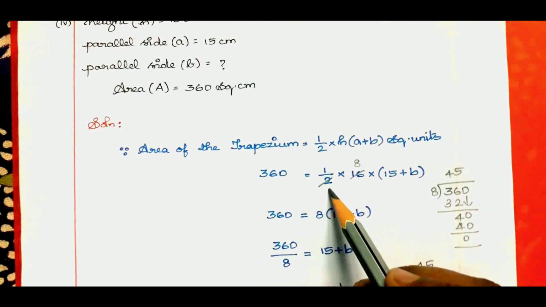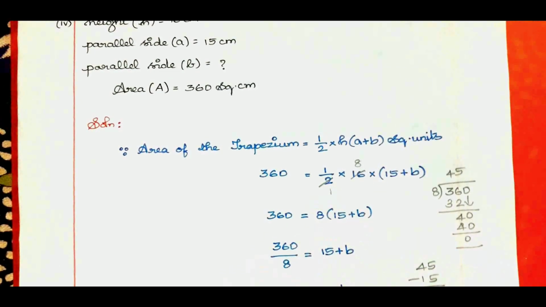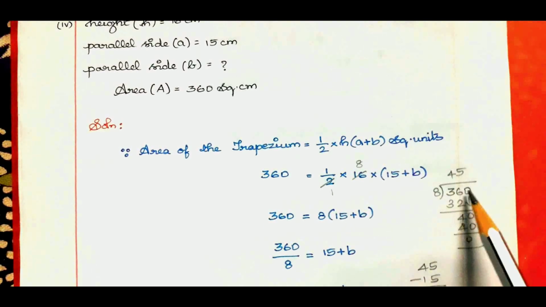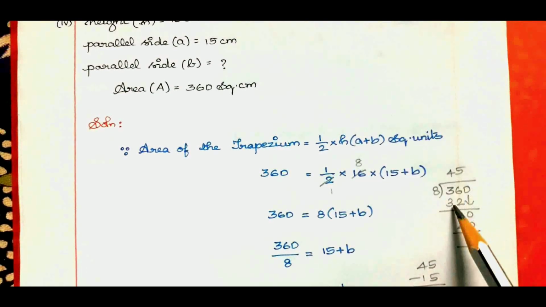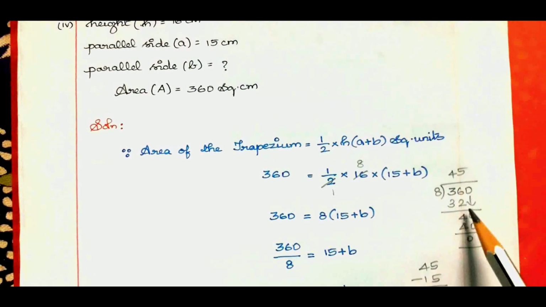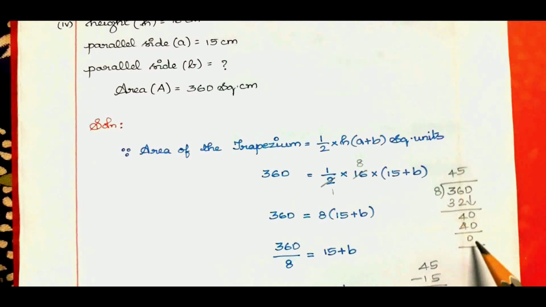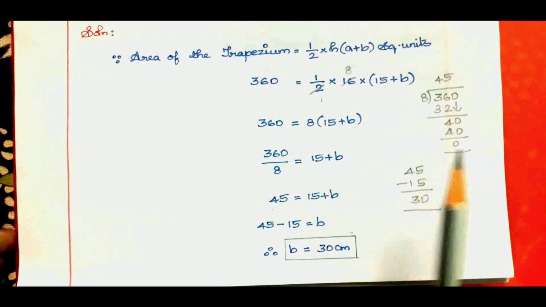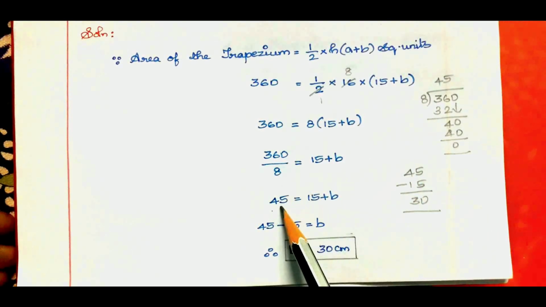When you simplify this, 1 2 is 2, 8 2s are 16, and here 15 plus B as it is. Now 8 is in the numerator. When it goes to the other side it becomes denominator. Okay, so 360 divided by 8, 15 plus B as it is. Now I am going to divide 360 by 8. So 8 4s are 32, 6 minus 2 is 4, take that 0 down, 5 8s are 40. Therefore the remainder is 0. Now when you divide 360 by 8, you are getting 45.